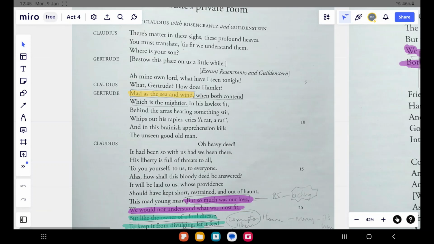Again, is this a way to justify the errant behaviour, to excuse it? Is this a loving gesture on behalf of Gertrude following the closet scene? Is she changed because Hamlet has exposed her own soul and sinning to herself? Something to ponder. "Oh, heavy deed, it had been so with us had we been there."